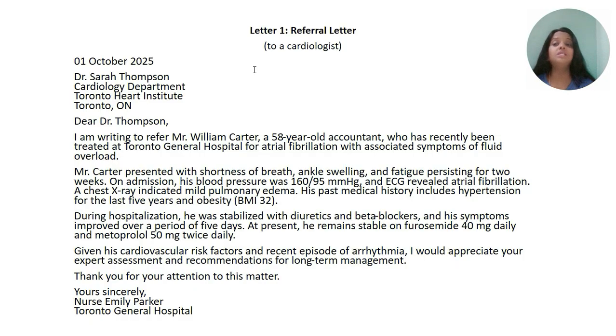Okay, let me tell you why this response gets you a high score. This one works because it's clear, formal, and focused. I have included the patient history, current treatment, and exactly why he needs a cardiologist, the reason, right? You can notice the linking words such as during hospitalization, at present, given his risk factors. That's what examiners love, which means the smooth flow.